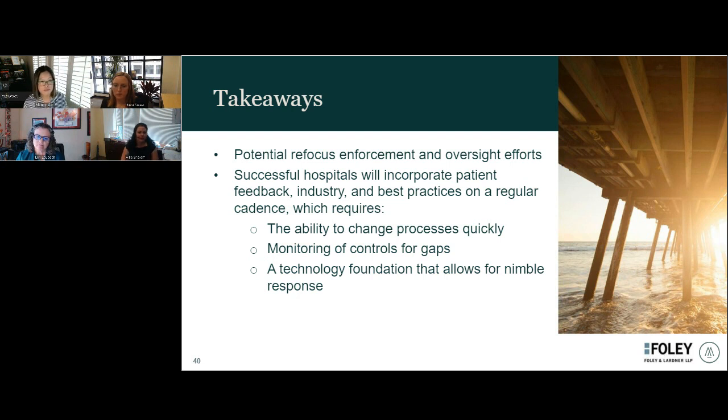We think that successful hospitals and entities are going to incorporate patient and industry feedback to figure out what best practices are. This is going to be a bit of a morphing process, and you'll have to see what's working and be nimble about changing your processes that are in place or that you might be testing out. So ability to change and adapt quickly, monitoring the controls for gaps. If something does go wrong, figuring out, was this a one-off fluke or is this a systemic issue that needs to be changed? And really relying on a good technology foundation to help track all of this.